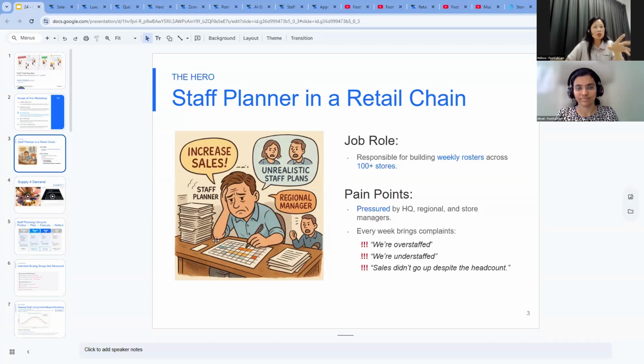Staffing is one of the largest cost lines in retail. We all know, because that's where all your cost is. So the pressure is real, and every decision you make has a financial impact. And the problem is, no matter how well you plan, someone's always going to complain.